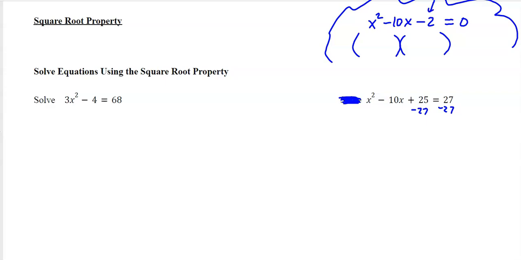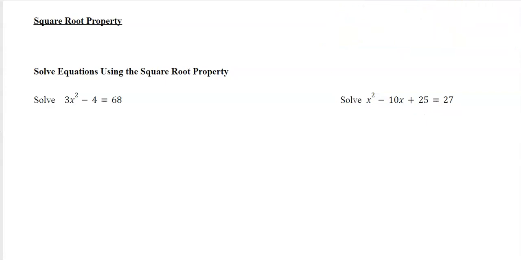I can't get 2 numbers that multiply together to make 2 and add together to make 10. So I would probably go into what's called the quadratic formula, which we're going to learn later on in this chapter. But they want you to see that over here on the left-hand side, this is a perfect square.